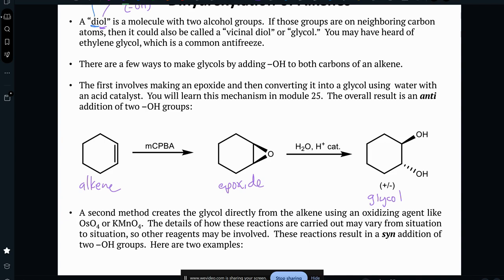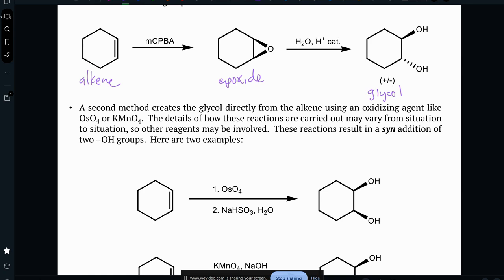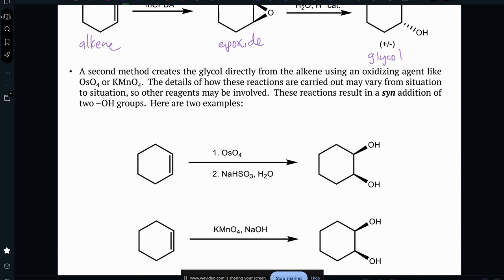So I can turn an alkene into a glycol that way. There are also some reagents that would turn an alkene directly into a glycol. Osmium tetroxide is a fun one just because when else do you have the opportunity to use osmium? You might never have even encountered it before in your chemistry journey. But osmium tetroxide can be used to make a glycol.